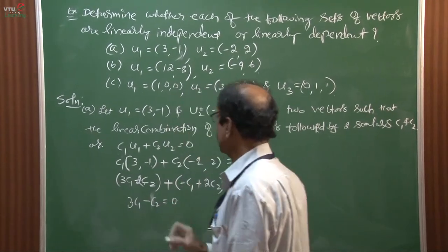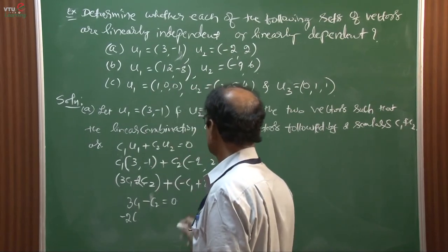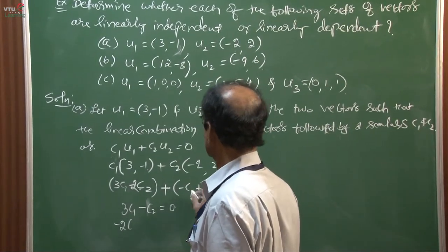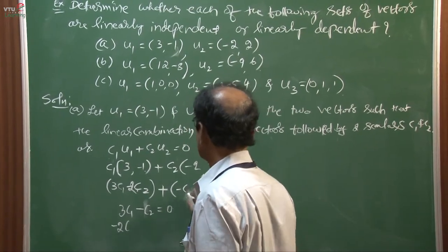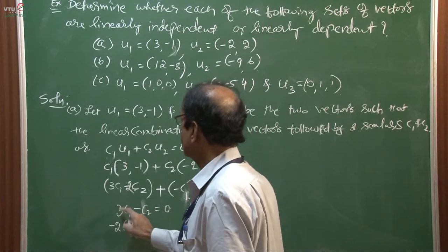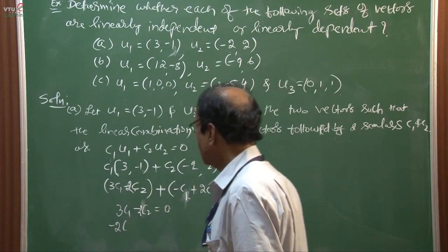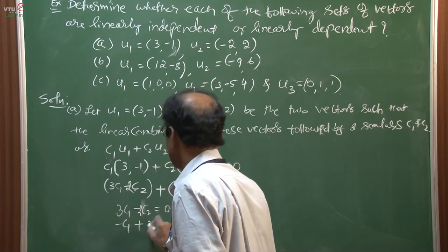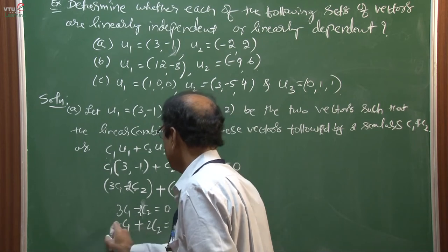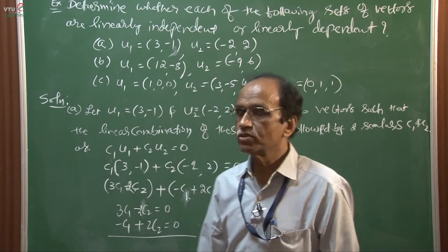Now I shall take this as 3 times c1 minus c2 is equal to 0, and minus 3c1 minus 2 times c2 is equal to 0. Here, minus c1 plus 2c2 is equal to 0. So these two are the equations. Now you have to solve these two equations.